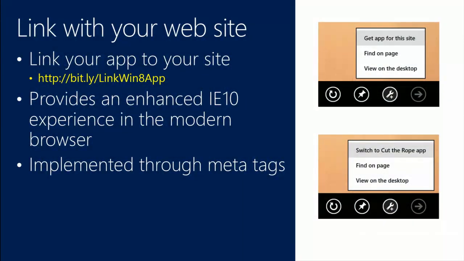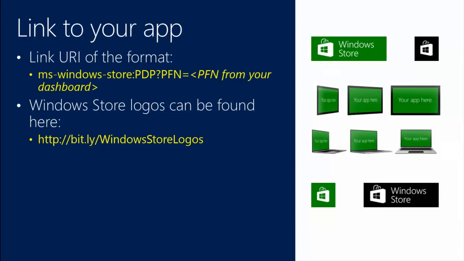If you go to bit.ly/link-win8app, there's information there on how to make your website have some metadata in there so that it'll say, hey, there's an app available that's the equivalent for this. You can also link to your app on your website. I very highly encourage you to do this. You can say it's available in the Windows Store and use any one of these logos.